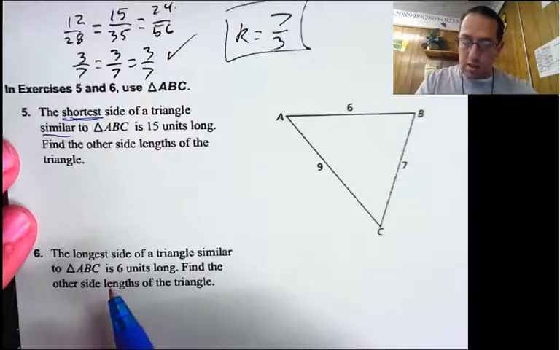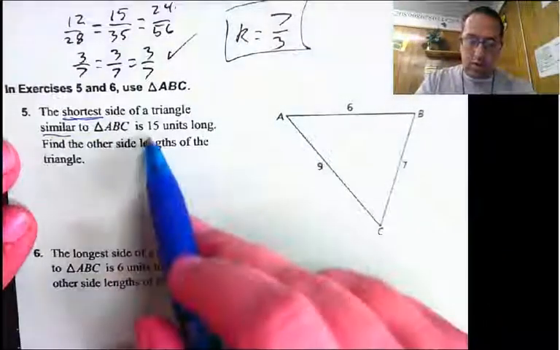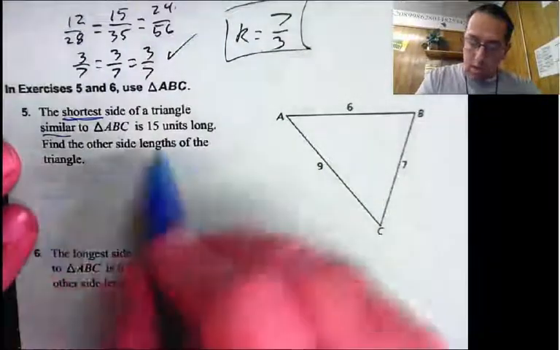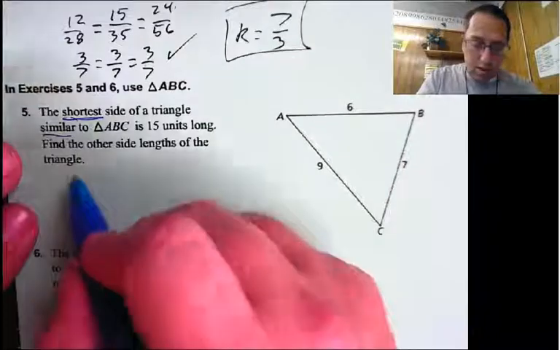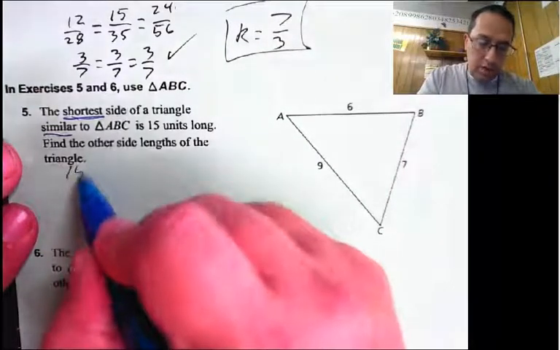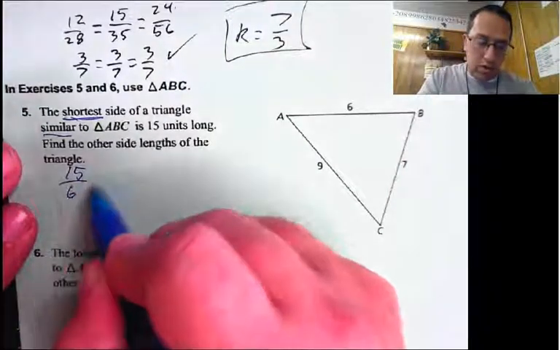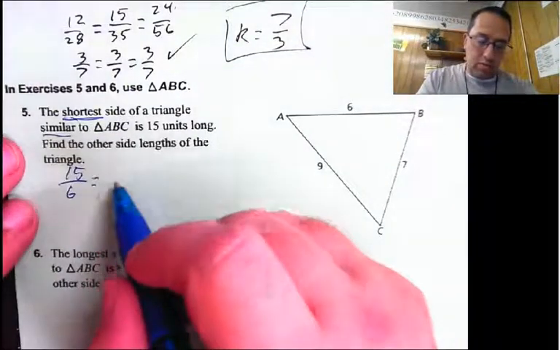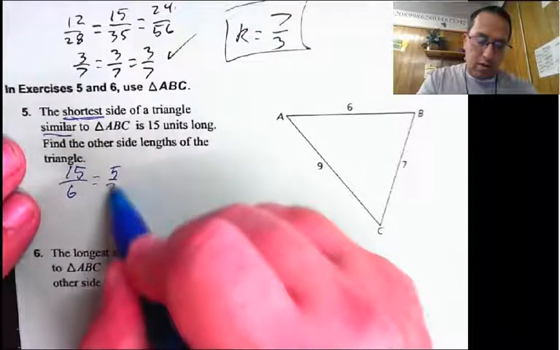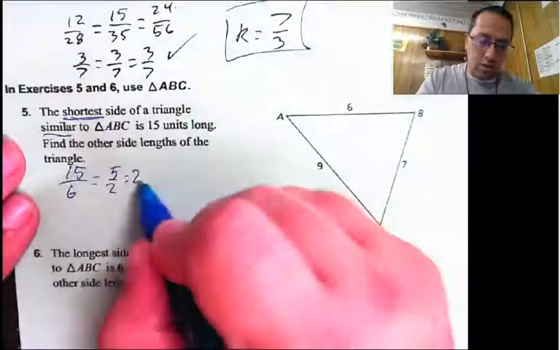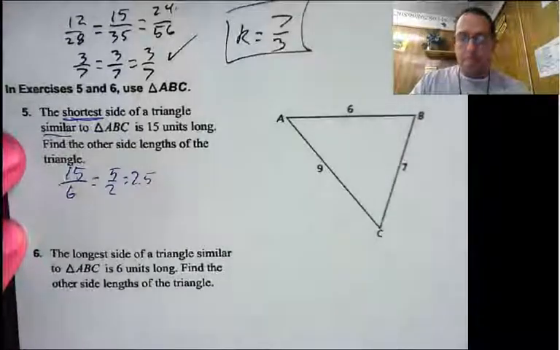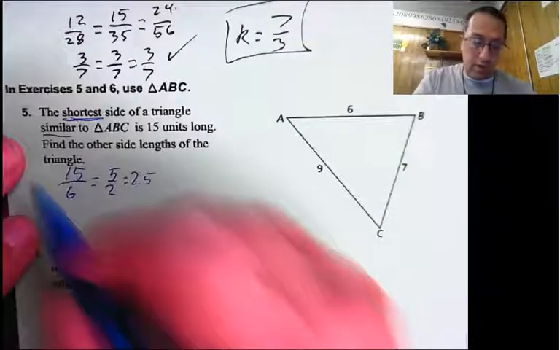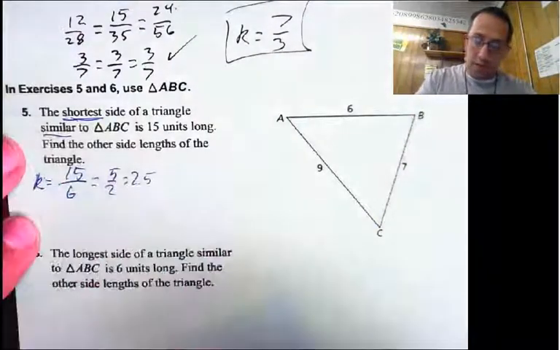So to set this up, I'm going to go from this to that. This is my old, that's my new. My 15 units is my new. The short side is 6. So new, 15, over old, 6. And 15/6, that is divisible by 3, so this is 5/2, or 2.5. So there's my scale factor. Now all I have to do is multiply by my scale factor.